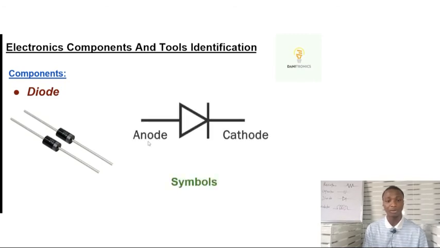The symbol of a diode is this. It has 2 terminals, the anode and the cathode. The anode is the positive terminal, and the cathode is the negative terminal. This is the anode here, and this is the cathode. So as you progress in our course, I will show us how to really use the diode. The diode is very applicable in rectification circuits. Rectification is just a process of converting alternating current or voltage into a direct current or voltage. We are going to see that as we progress in this course.